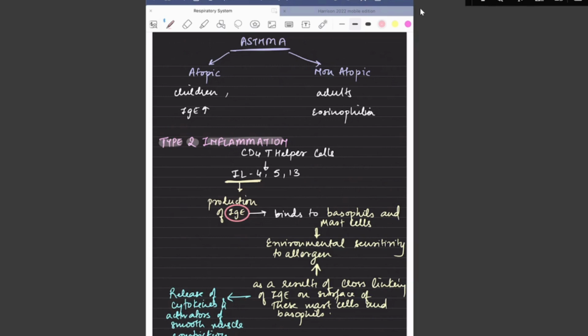So there are interleukin 4, 5, 13 playing a role. Interleukin 4 causes production of IgE, and this IgE binds to the mast cells and basophils. Now this in turn causes environmental sensitivity to allergen, and as a result there is cross-linking of IgE on the surface of these mast cells and basophils. This causes release of cytokines and activators of smooth muscle constriction, and causes edema.